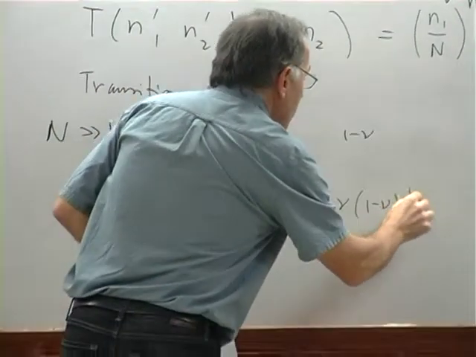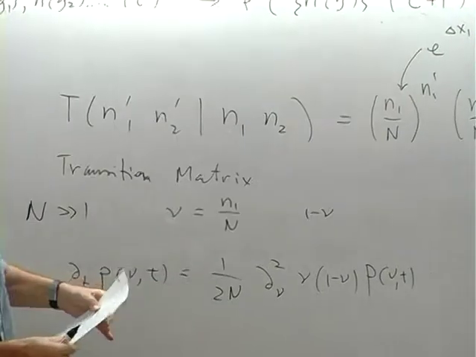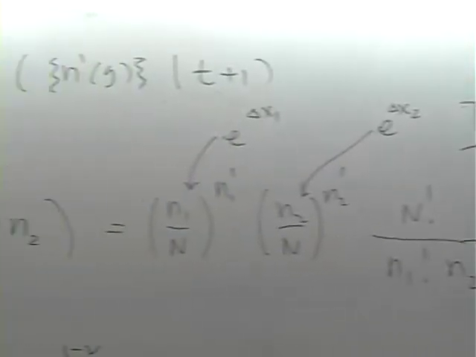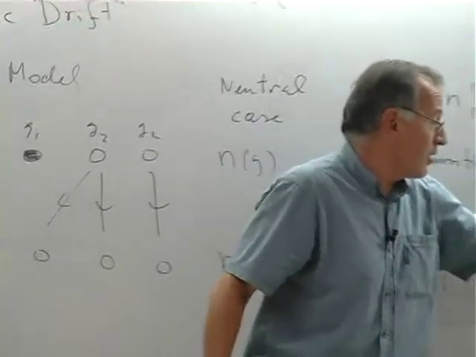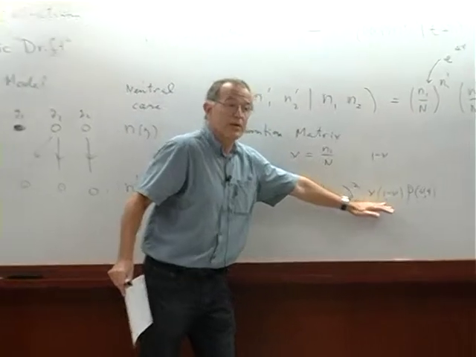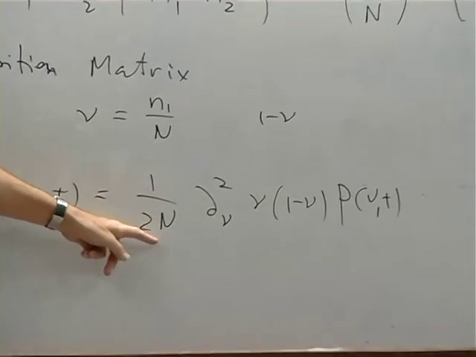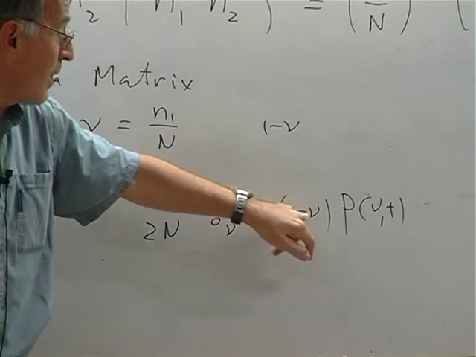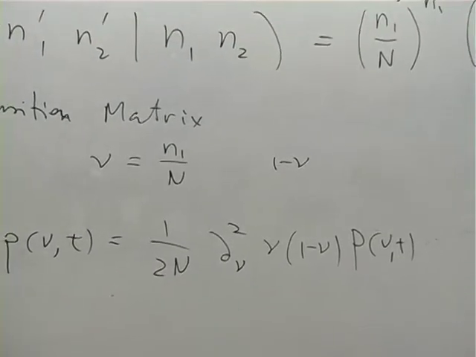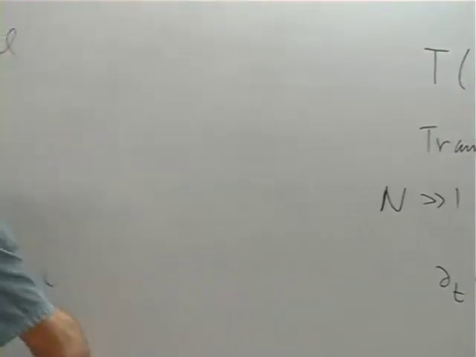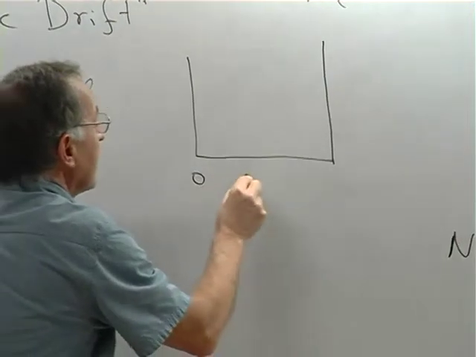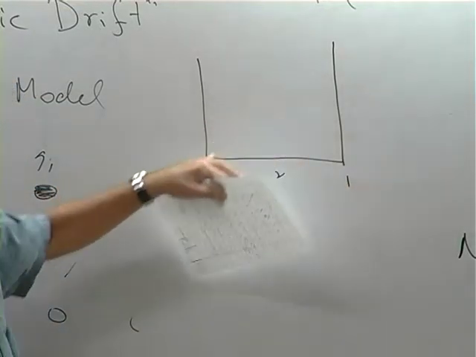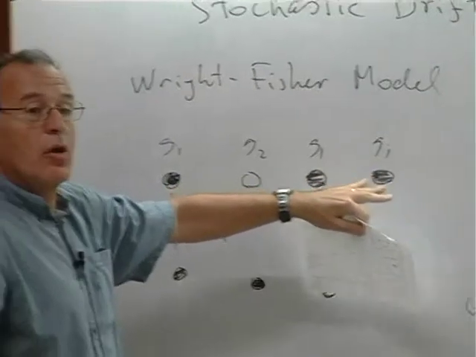Nu 1 minus nu p of nu t. So in the absence of selection effects, that's basically what you would find. You basically recognize this as a diffusion equation, diffusion in frequency, with diffusivity 1 over 2n, right? And there is this funky nu times 1 minus nu factor, and that thing is just telling us that frequency equal to 0 or 1 are special, right? Because if we lost all of the black balls, they're never coming back.